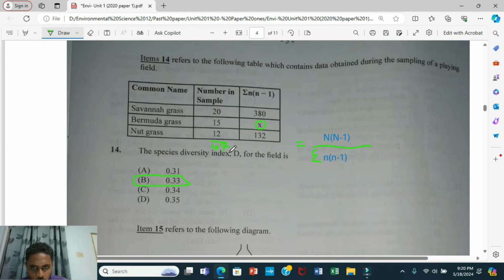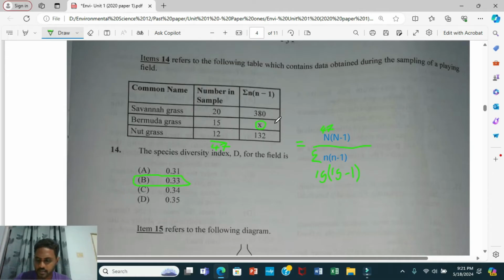So the abundance there would be 47. So this N right here would be 47. All right. And of course, to find X now, guys, you would use this part of the formula. So it would be 15 minus 1, close the bracket, and times 15.